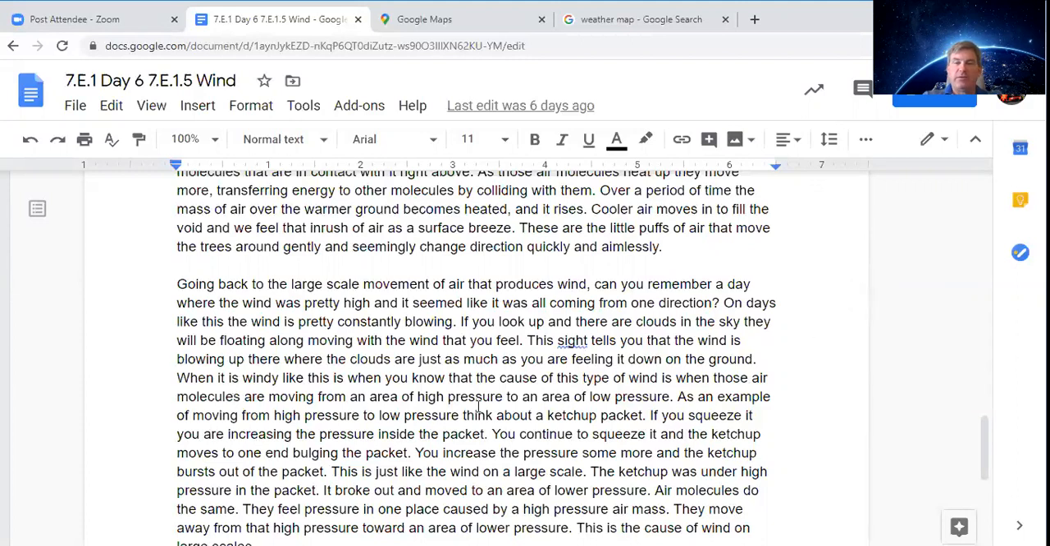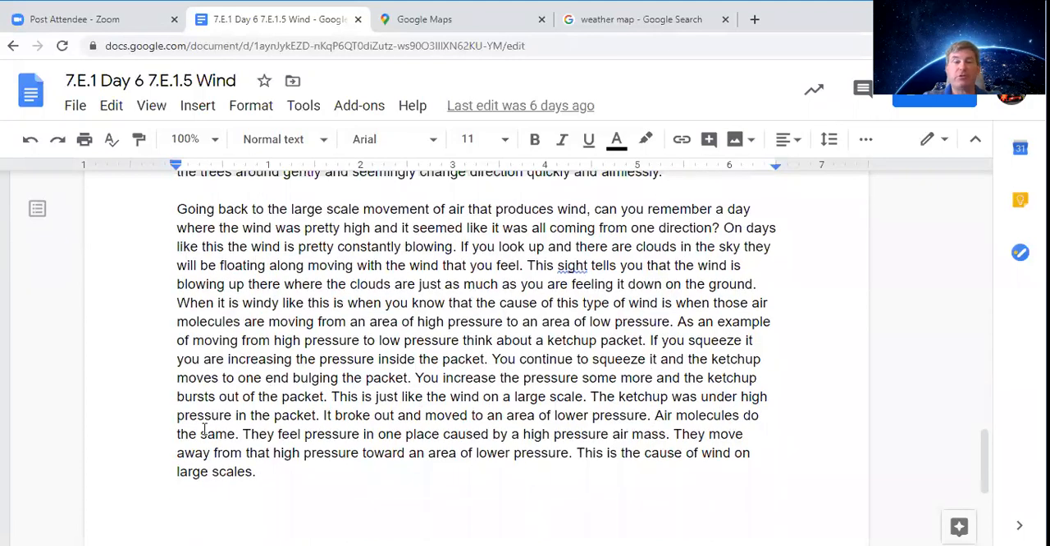So again, I talk about the pressure in the packet. You squeeze it, you're increasing the pressure in the packet. You continue to squeeze it, and the ketchup moves to one end, bulging the packet. You increase the pressure some more, and the ketchup bursts out of the packet. This is like the wind on a large scale. The ketchup was under high pressure in the packet. It broke out and moved to an area of lower pressure outside the packet.